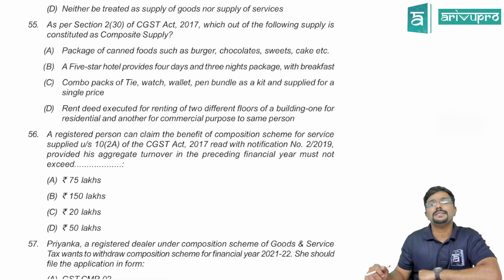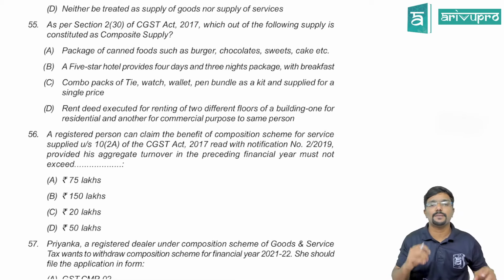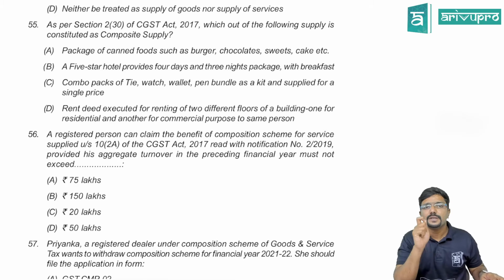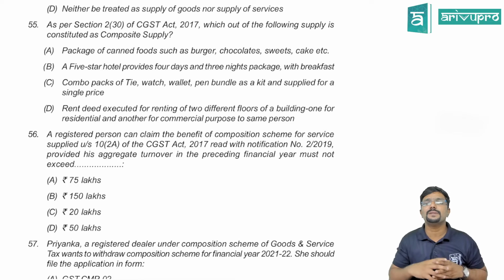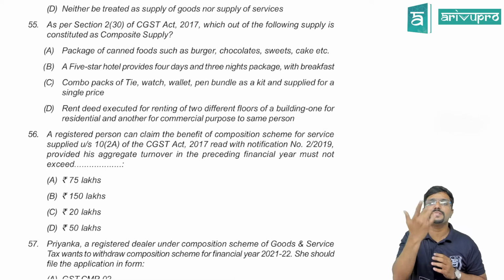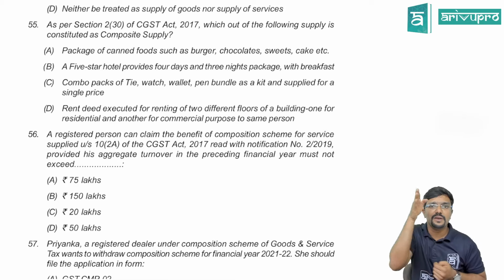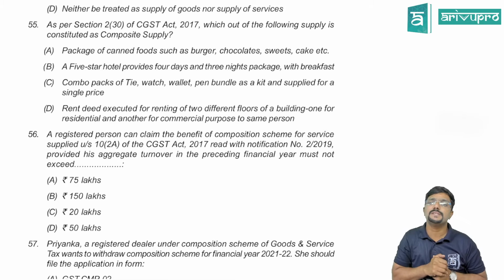Next, as per Section 2 clause 30, which talks about composite supply, it defines composite supply. Which out of the following supply is constituted as composite supply? See, please be careful with some keywords. Section 2 clause 30 defines composite supply. It tells when 2 or more goods have been supplied for a single price in conjunction with each other, that is together for a single price, but they are naturally bundled. One of them is a principal supply. Principal supply means what? Which has a predominant position. Because of that only the other things have been supplied.